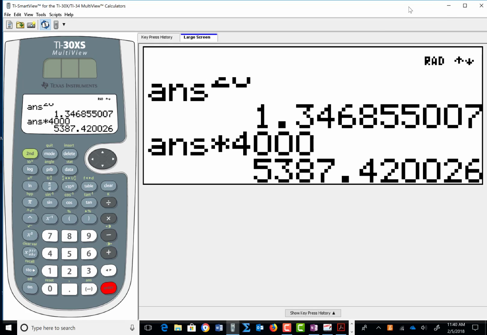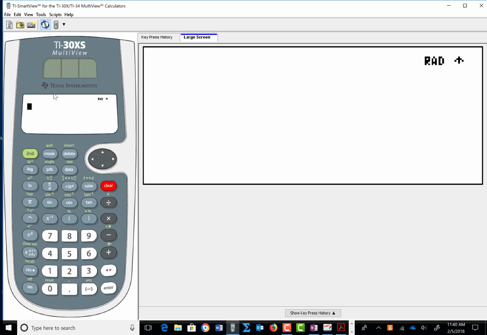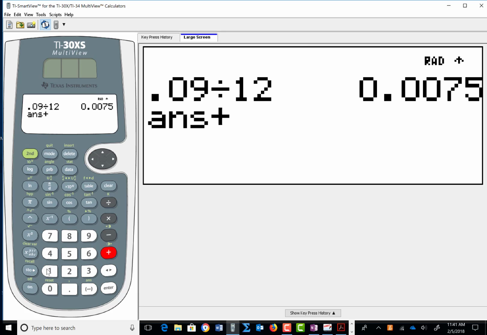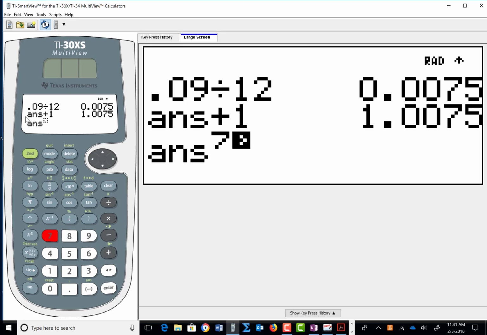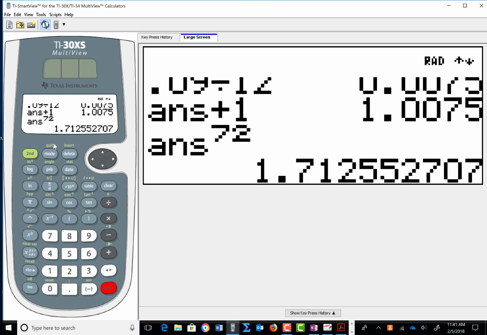So I'm going to clear out what I have from the last problem. Let's go here and clear that. And then we're going to do the 0.09 first, divided by 12, enter, plus 1, enter, and we're going to raise it to 72. And then we're going to hit enter. And this is the answer that I get. So this is what would be beside the P.